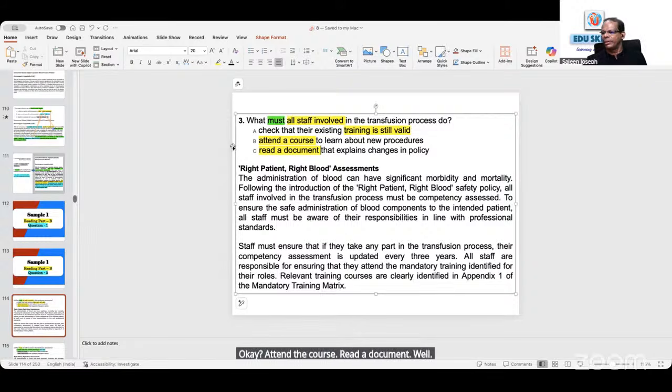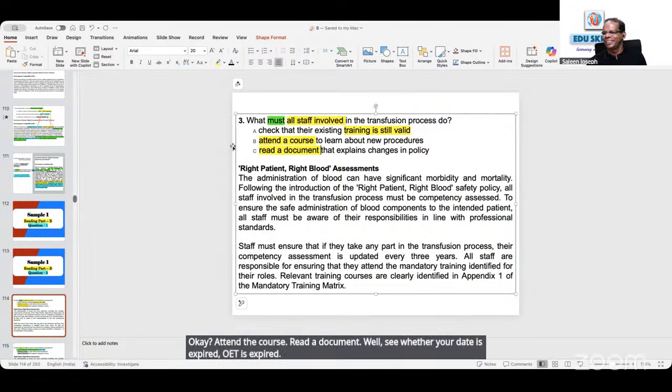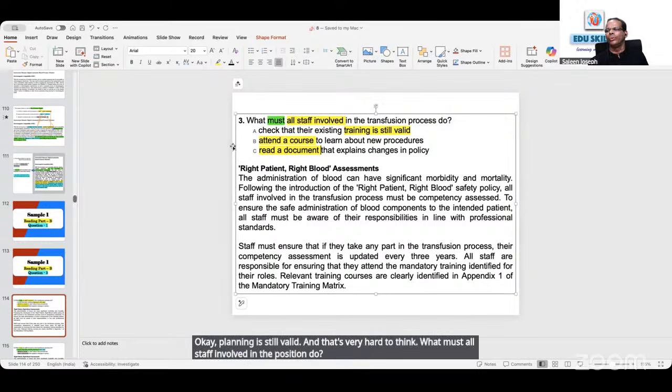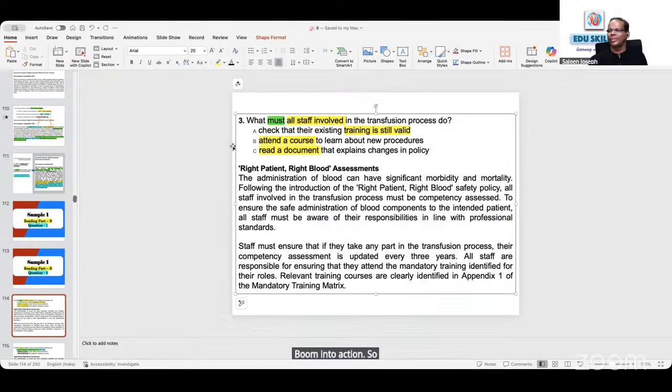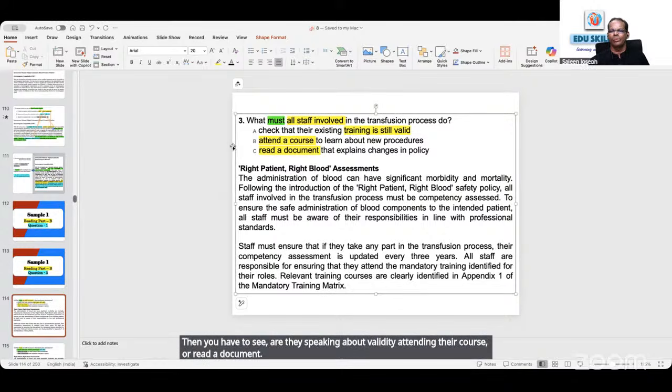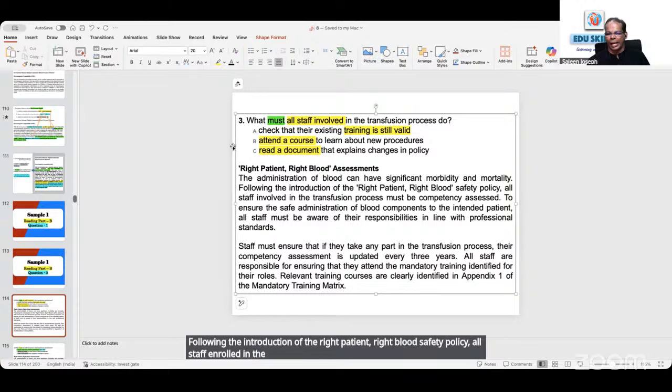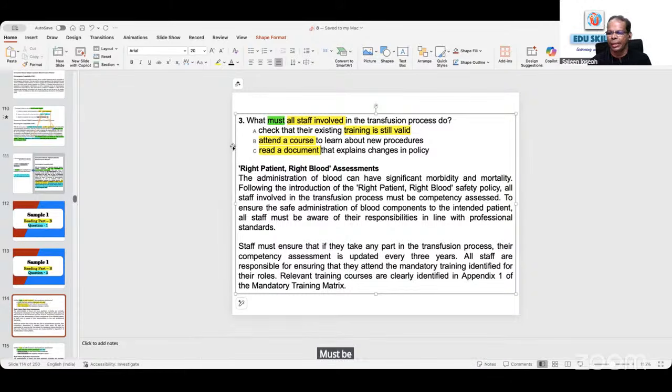Or see whether your date is expired, OET date is expired. Okay, training is still valid. In that way, you have to think, what must all staff involved in the process do? Do means action. So you have to highlight action words. Then you have to see, are they speaking about validity, attend a course, or read a document? What are they speaking about? Right patient, right blood assessments. The administration of blood can have significant morbidity and mortality. Following the introduction of the right patient, right blood safety policy, all staff involved in the transfusion process must be competency assessed.